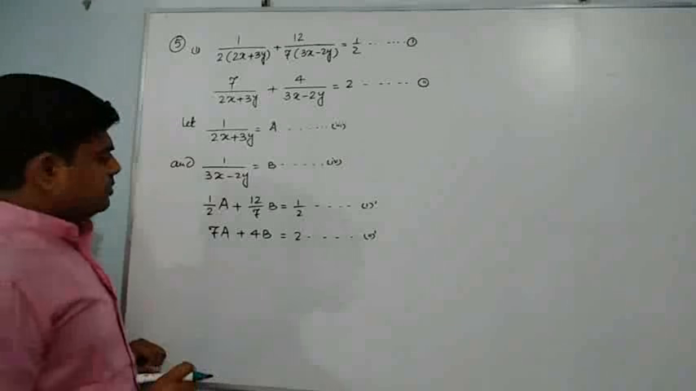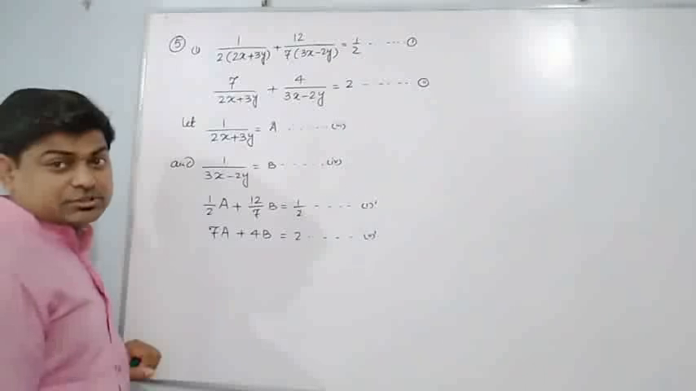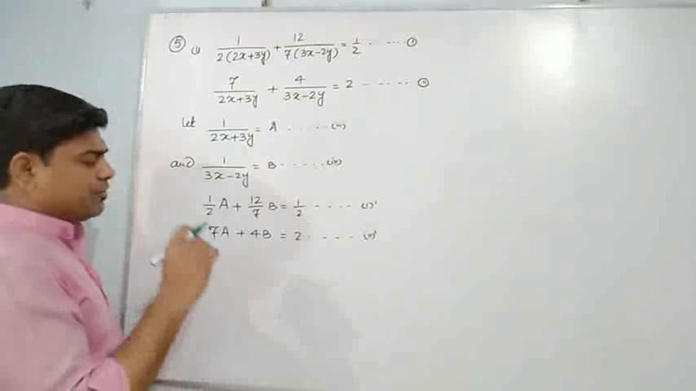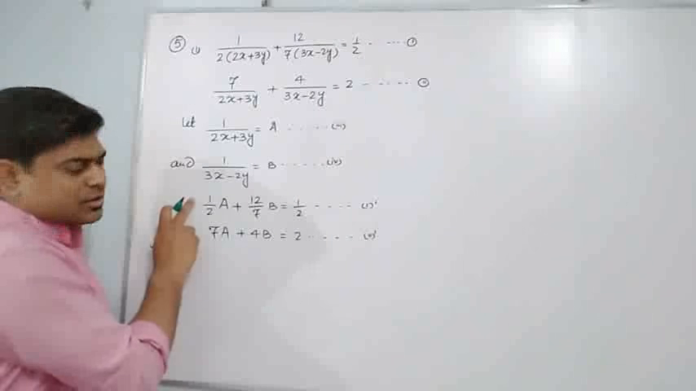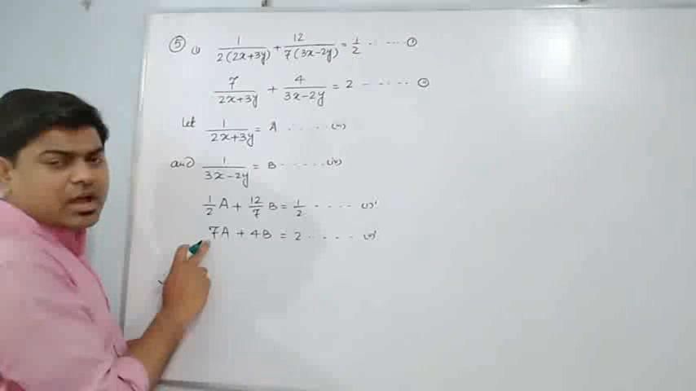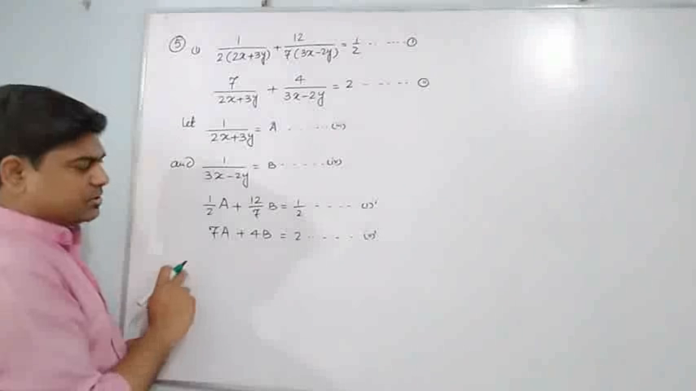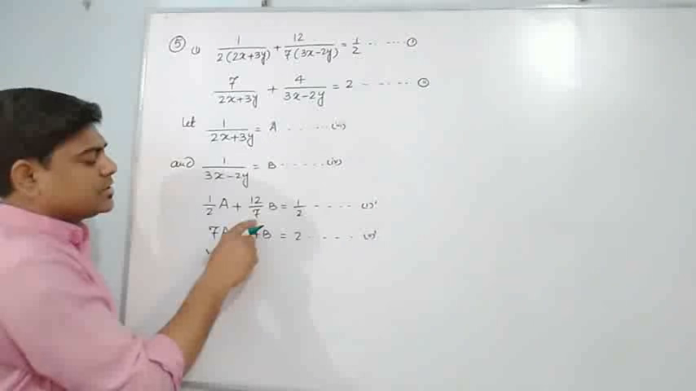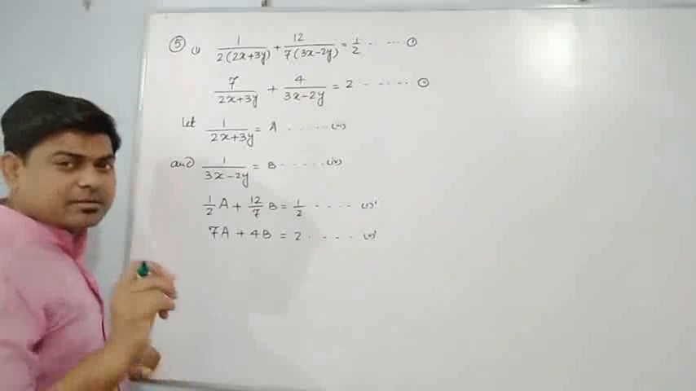Now listen to me carefully. I am multiplying by 14 here. Why did I say 14? When I multiply by 14, 2 into 7 will be 14. So here I will get 7a, and I already have 7a here. One more thing: when I multiply by 14, this 7 into 2 will be 14, so the fraction part can be eliminated.